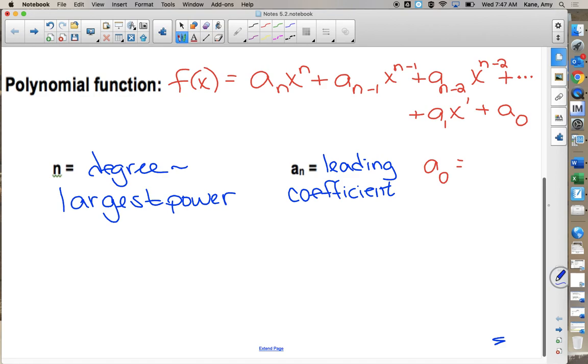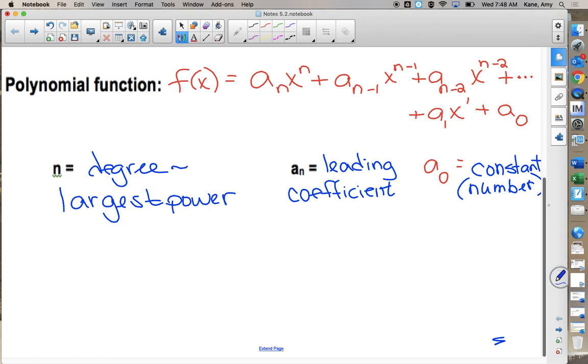So the leading coefficient is the number attached with that largest power. So if my largest power was a 5 and I had a 4 in front of it, 4 is the leading coefficient, the number in front of the largest power. And then the last part that I added, because I don't think you have this there, a sub 0 is the constant number at the end. Remember, a constant is just the number by itself without a variable. That should be the last thing, if there is one in the problem. It should end with a +1 or a -5, a +6.